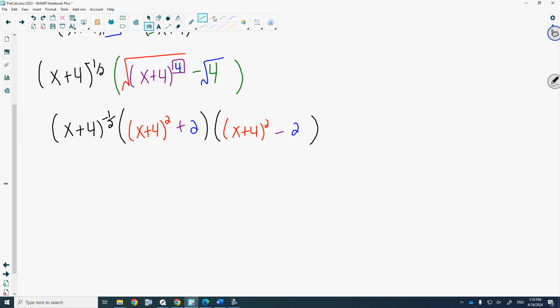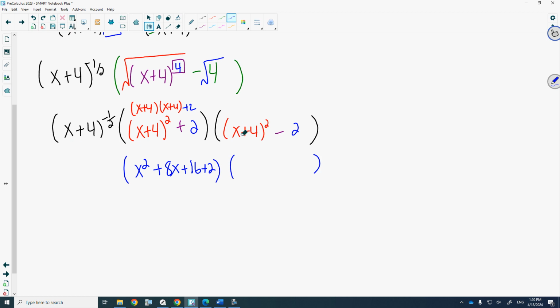So remember, when you have a binomial squared, you got to write that binomial twice. So it would be x plus 4 times x plus 4. And then that is going to be plus 2. So let's see what that would give us. It would give me x squared, then plus 4x plus 4x. So x squared plus 8x plus 16. And then there was a plus 2.